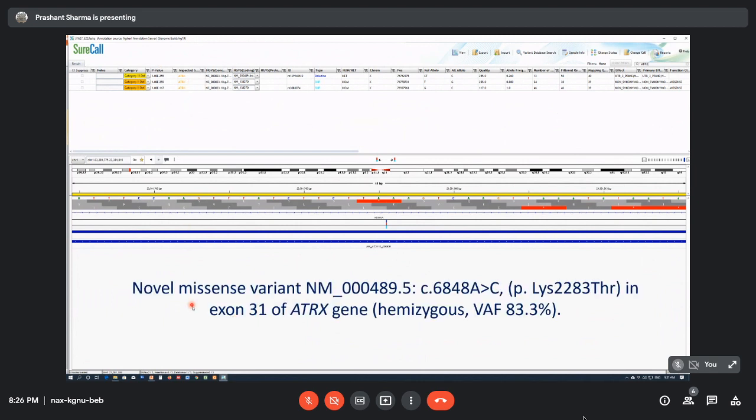What we found was a missense mutation, a single nucleotide A to C transversion that led to a lysine to threonine change in the ATRX gene. So now what's going on? We don't have a mutation in his alpha globin gene. He seems to have alpha thalassemia along with MDS-EB1, and he's got a mutation in a gene which is on chromosome X. Alpha globin genes are on chromosome 16.